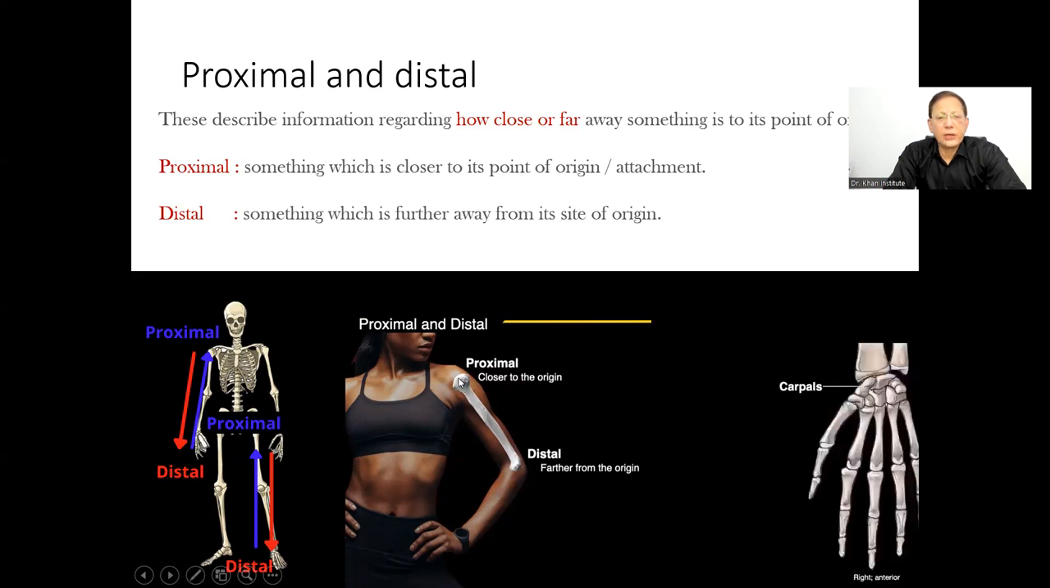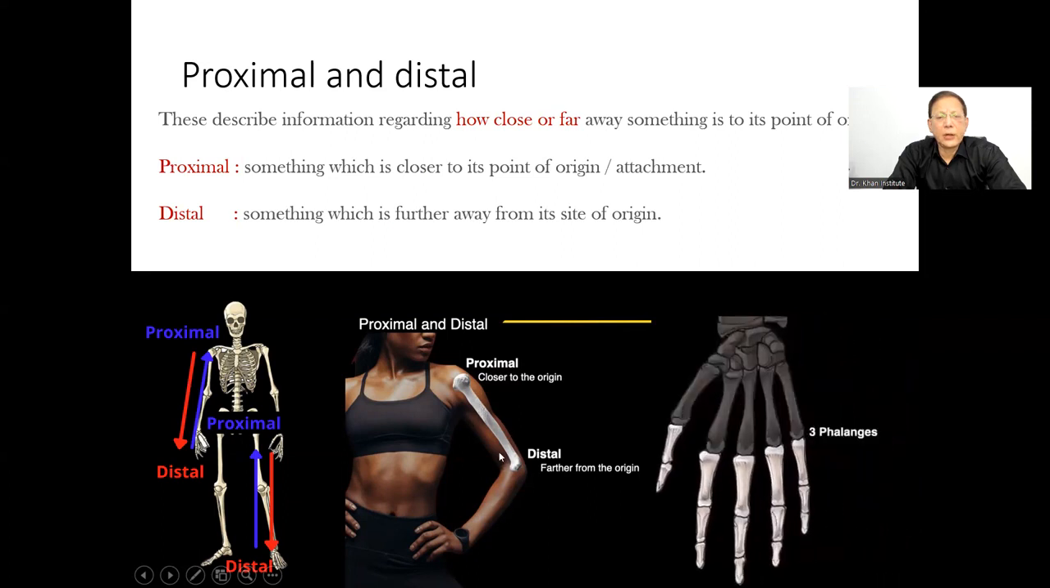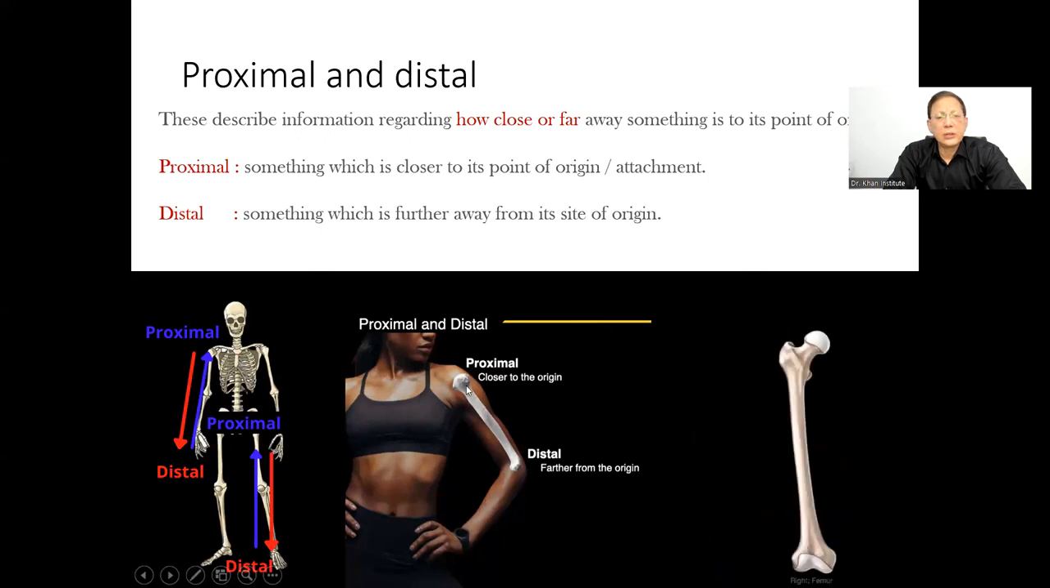So if we take the example of this upper arm and forearm, this bone in the upper arm, which is humerus, and the bones in the forearm, which are radius and ulna. So we can say that humerus is proximal to the radius and ulna, or you can say the radius and ulna are distal to the humerus bone.